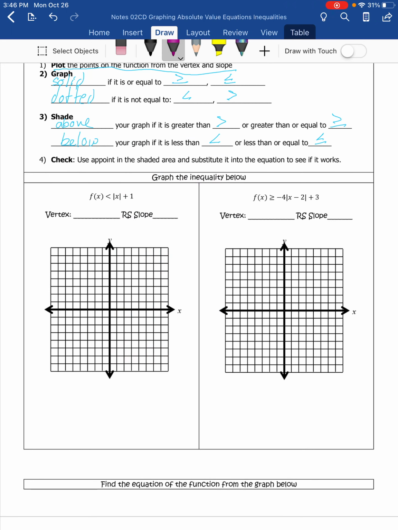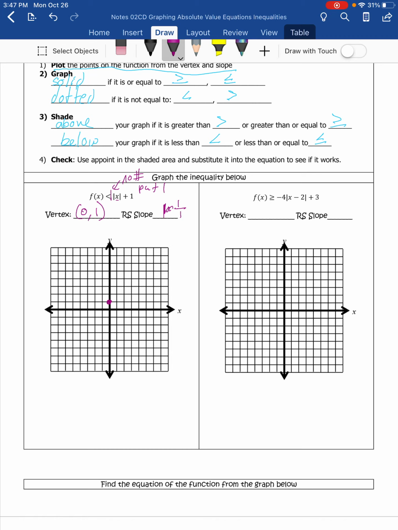Okay, my vertex for this one, well, there's no shift on the inside, so that's going to be 0, and then up 1. And my right-hand slope, there's no number here, so if there's no number, you put a 1 there. So my right-hand slope is going to be 1. And if you're wondering, if you have a whole number like this, it could be 1 over 1. That's my slope. So my vertex is 0, 1.